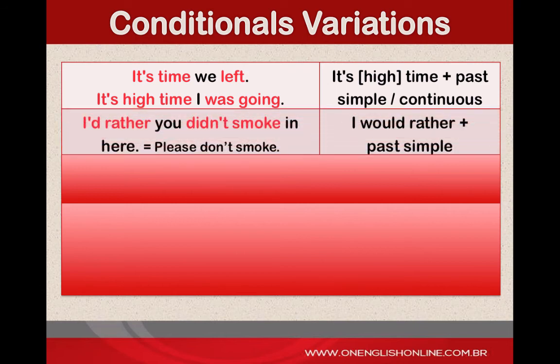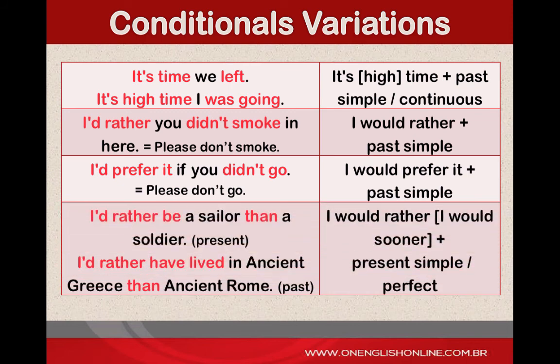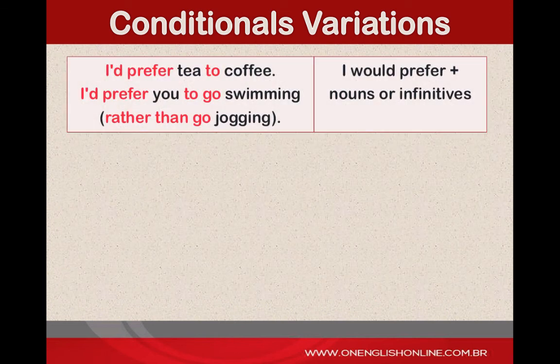Use I would rather to talk about preference about present actions. Use I would prefer it to talk about preference about present actions. When comparing nouns or phrases, use I would rather and I would sooner. Or I would prefer it.